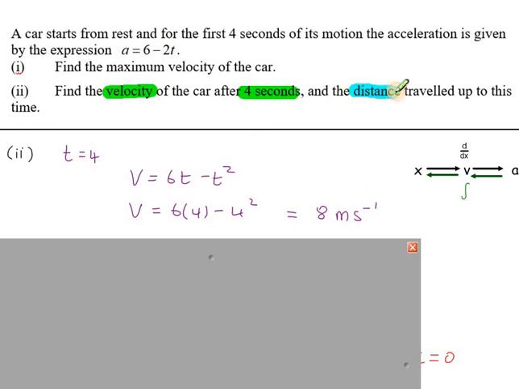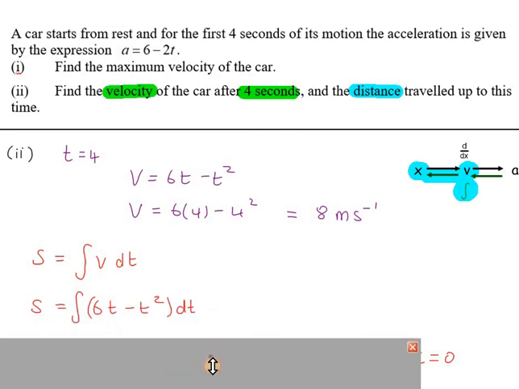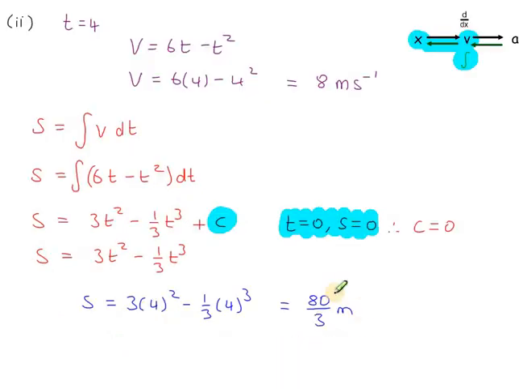The distance travelled means we go from velocity to the distance travelled, we have to integrate. So we integrate the velocity formula, we work out the constant of integration using these initial conditions, so the distance travelled is 80 over 3 meters exactly.